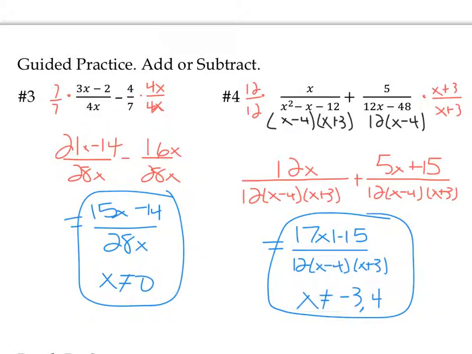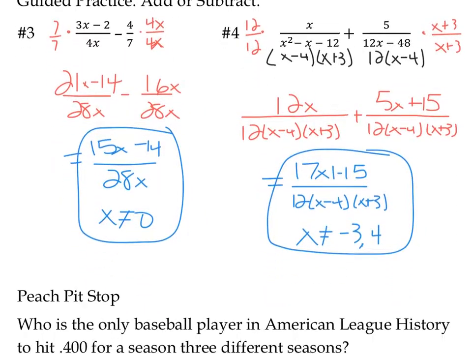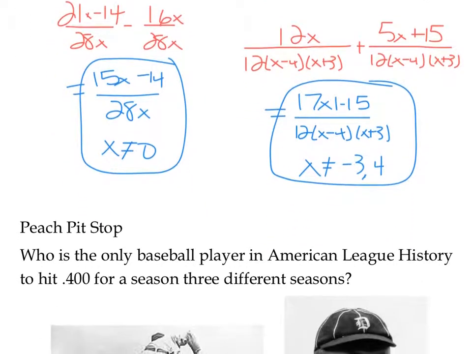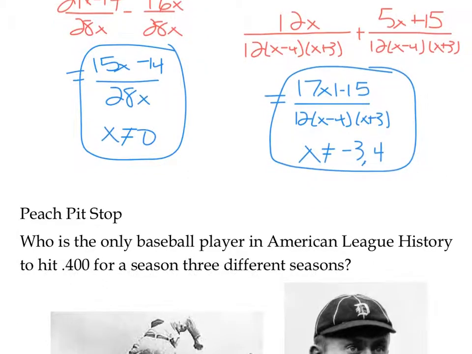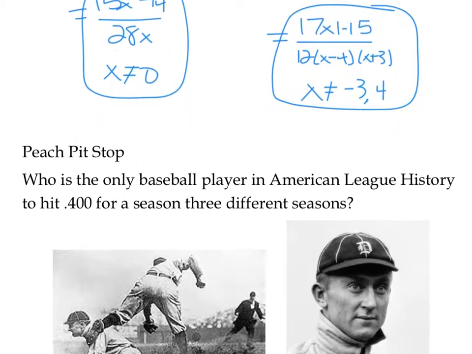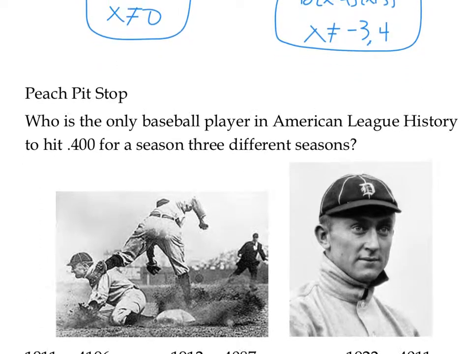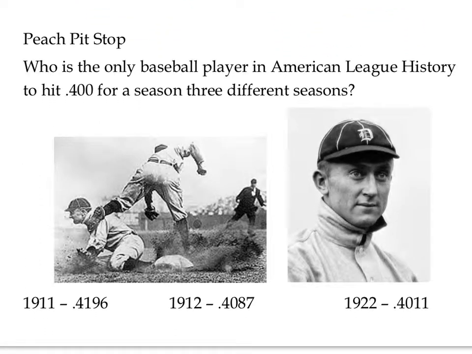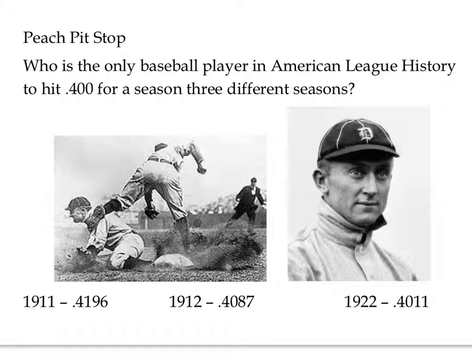All right. Before we see a couple more examples, a little peach pit stop. Who is the only baseball player in American League history to hit for an average of .400, which is pretty incredible, for a season, 3 different seasons? This guy did it 3 different seasons. He's a former Tiger. You see there, he did it in 1911, 1912, and 1922. Long career, as you can tell there. He actually played 22 seasons with the Detroit Tigers.